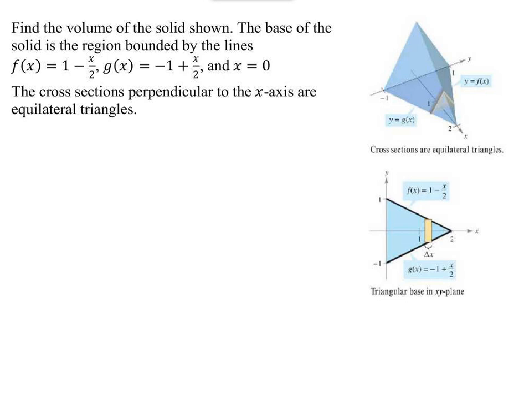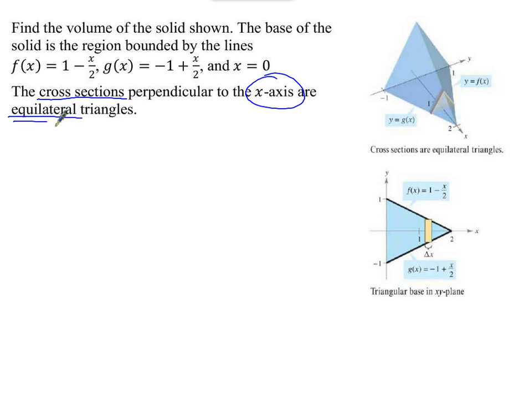So this is an example of finding the volume of a known cross-section. Find the volume of the solid that's shown. The base of the solid is the region bounded by these lines, and also x equals 0. The cross-sections perpendicular to the x-axis are equilateral triangles. So first of all, the language that's given to you is: the cross-sections perpendicular to the x-axis are equilateral triangles.